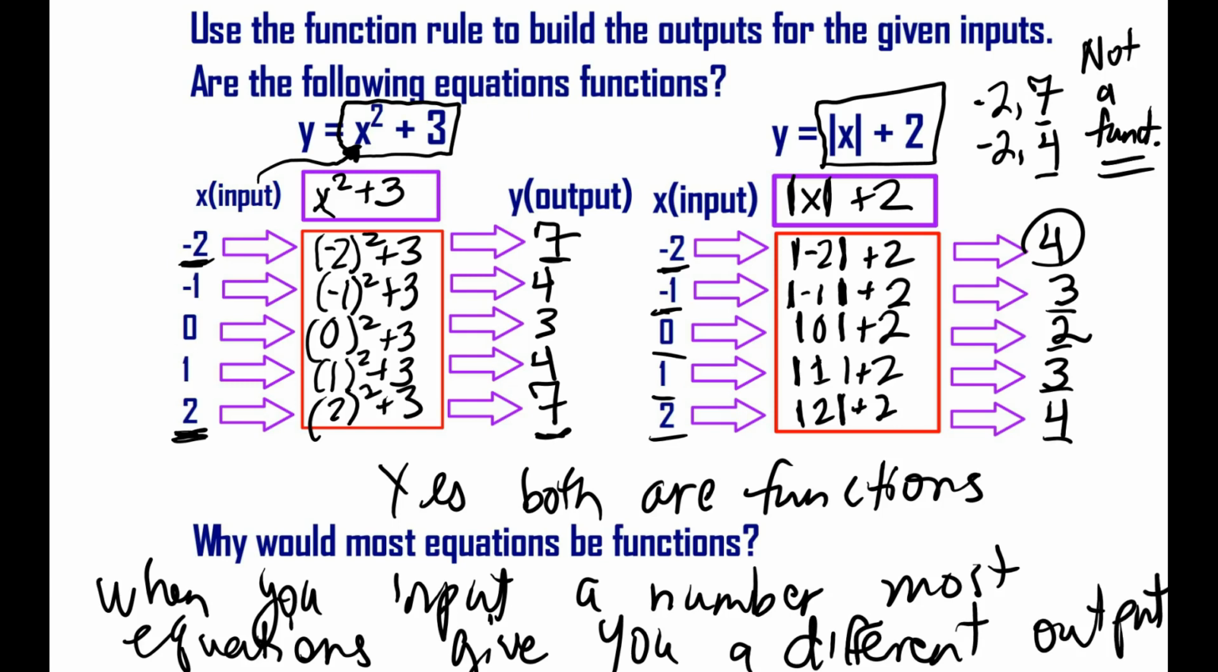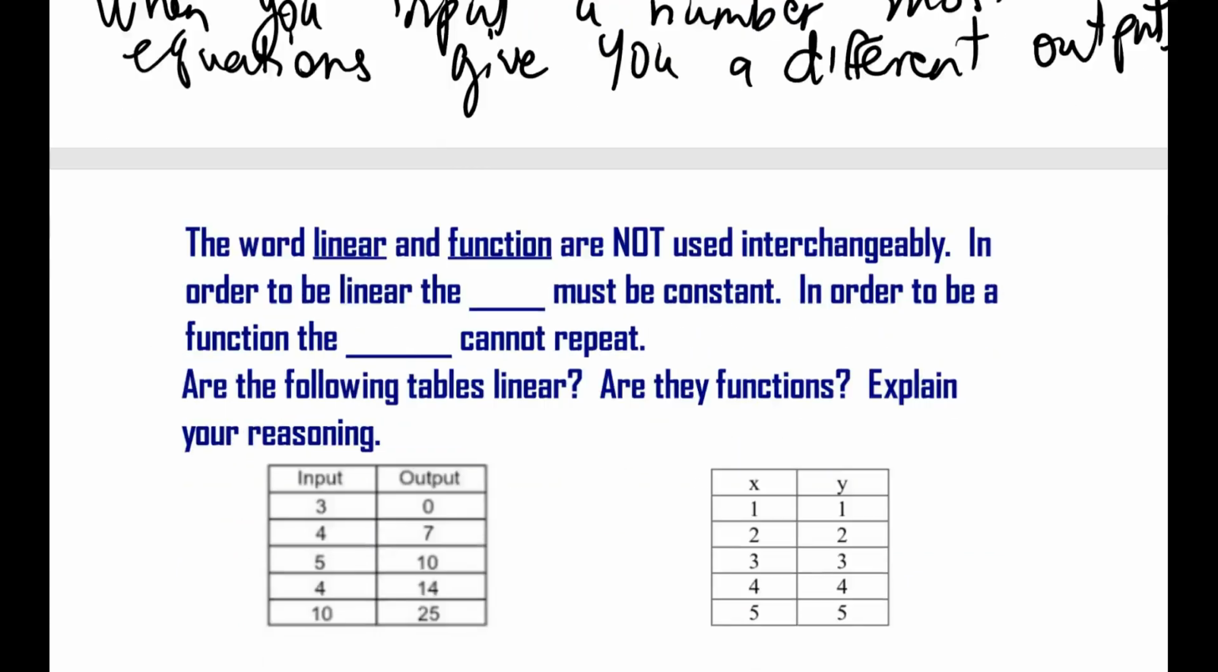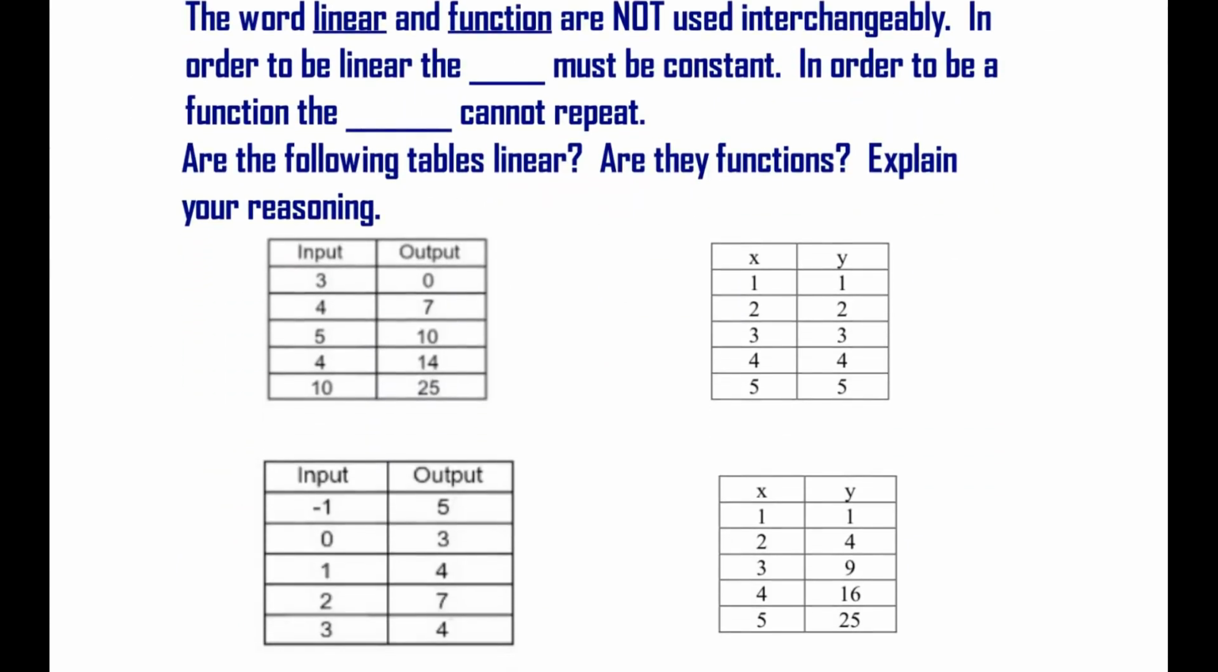You know what I'm gonna do for extra credit for a homework pass? Anybody that can come up with an equation that involves y and x, that's the key, y and x, that gives you two different outputs for the same number, I'll give you a homework pass if you come up with one. All right, that's that.